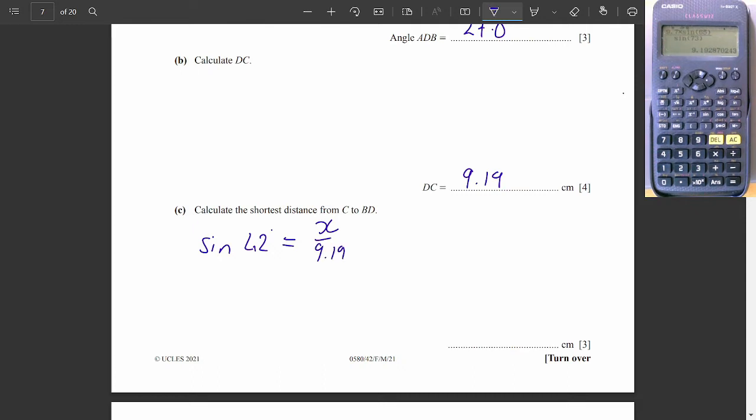Right. So to work out X, we multiply the 9.19 on the other side. So in our calculator, we're going to slot 9.19 sin 42, and that will give us X. Let's do that. 9.19 times sin 42, and there we go. We get X as 6.149, etc. Rounded to three significant figures, 6.15.